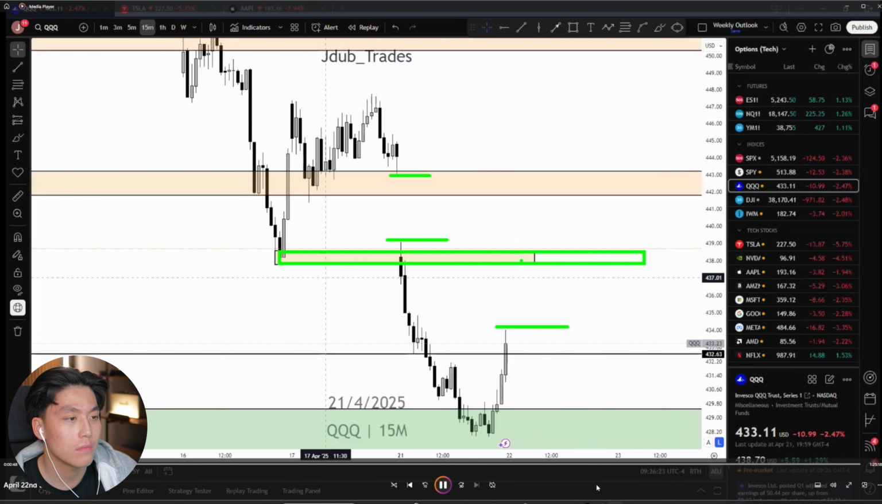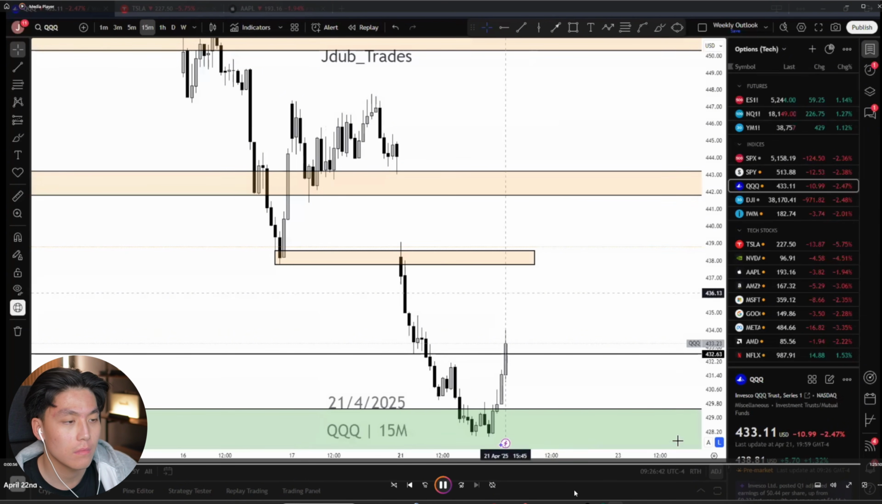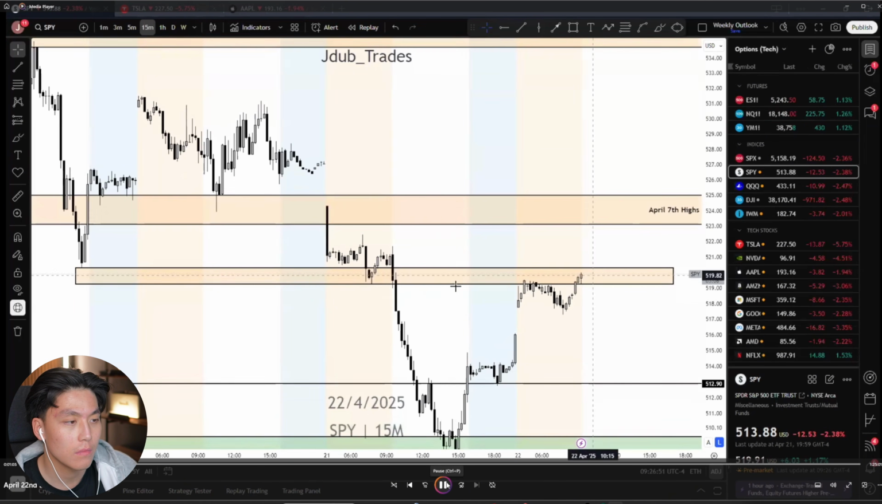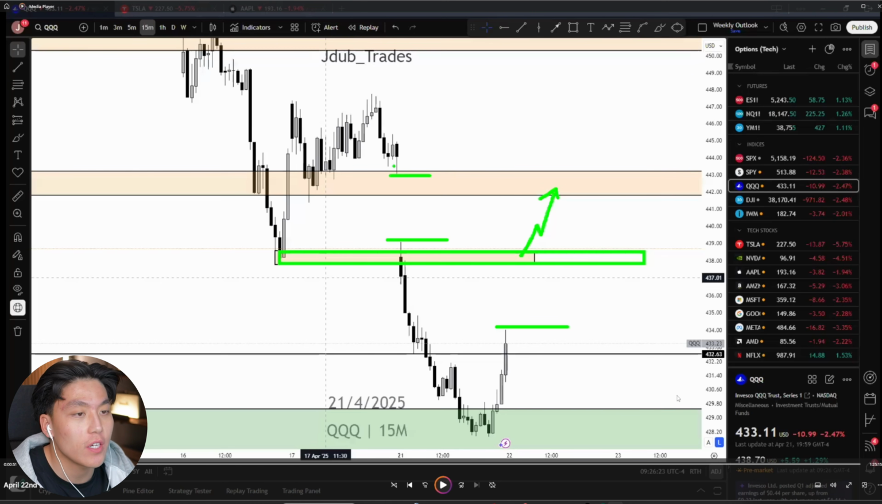What we really want to see is the first 15 minutes develop, to see if we want to push back up and fill the gap that we created over the weekend, or if we're potentially going to push back towards the downside and fill the gap that we created overnight. So we'll keep an eye out on this 438 level here for the QQQ. That's going to be key on the Qs. For the SPY, the key level here is going to be this 520. As you can see, I'm just reiterating what I was saying in the pre-market prep.